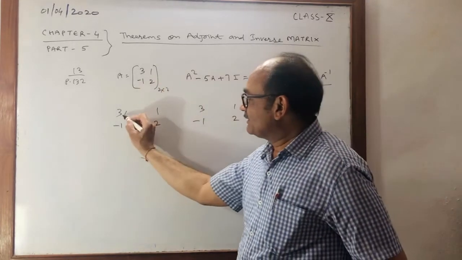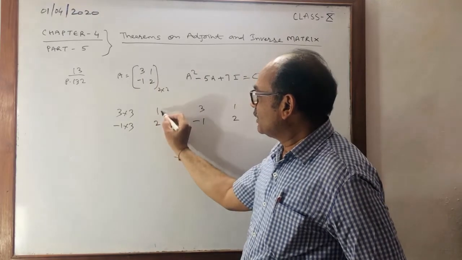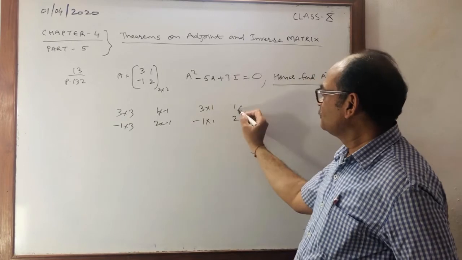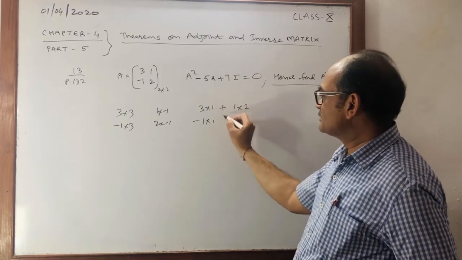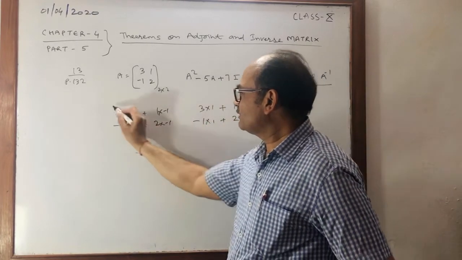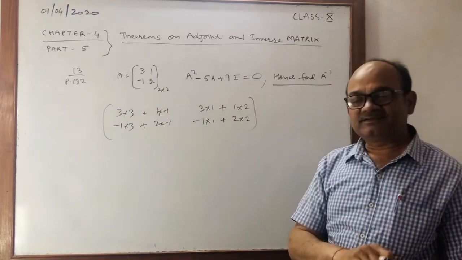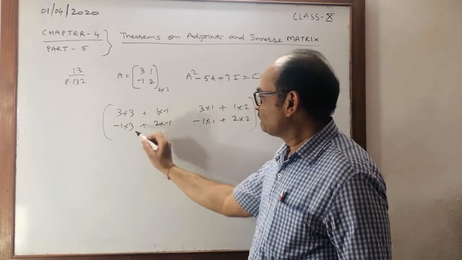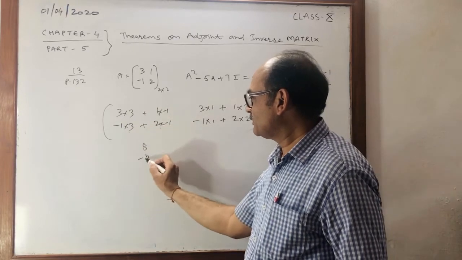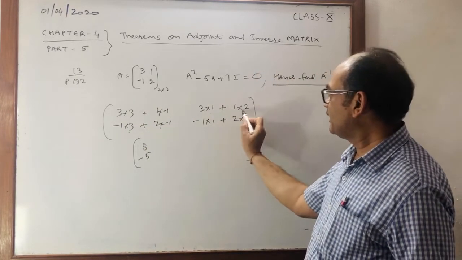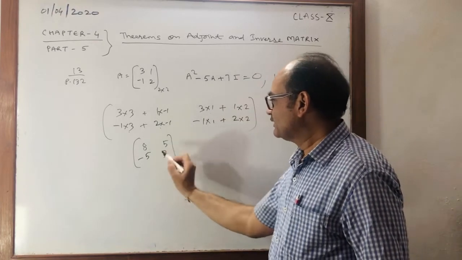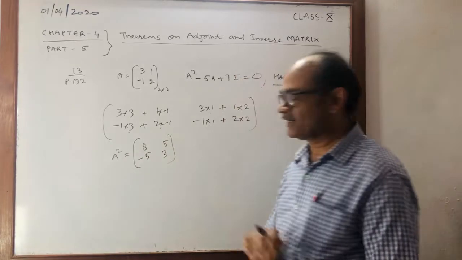First number is 3, multiplying by 3, down minus 1, up 1 and 2. This is the first column, this is the second column, and this is the complete matrix. Total 9 minus 1 is 8, minus 3 minus 2 is minus 5, 3 and 2 is 5, minus 1 and 4 is 3. This is the value of A square.